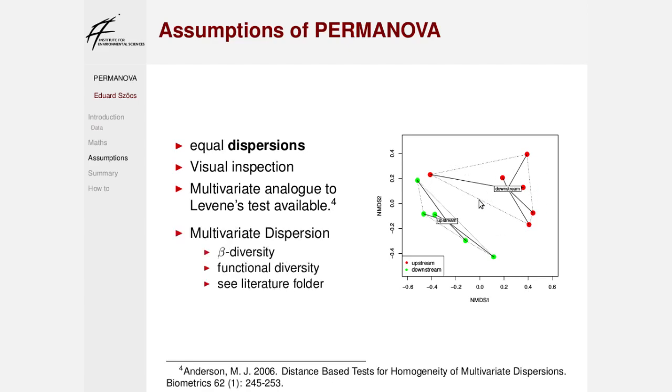This dispersion spread also has a direct ecological meaning. It's really informative. If you check the papers mentioned down here, you get some examples. What does it mean? For example, it's a measure for beta diversity. The more spread we have, the higher the beta diversity is.